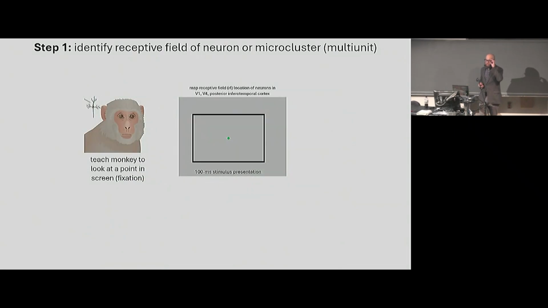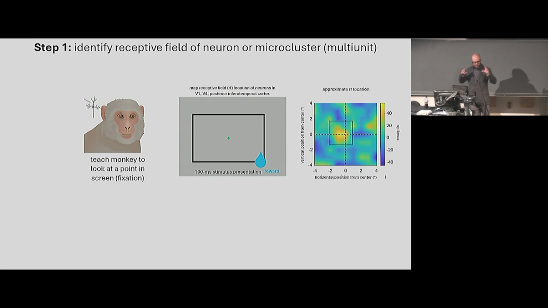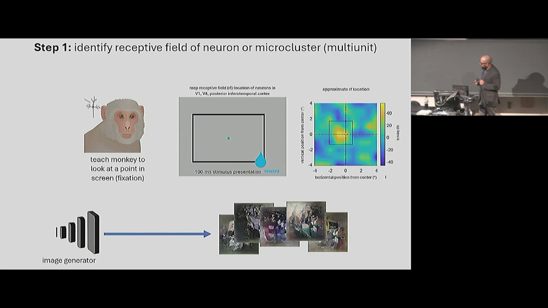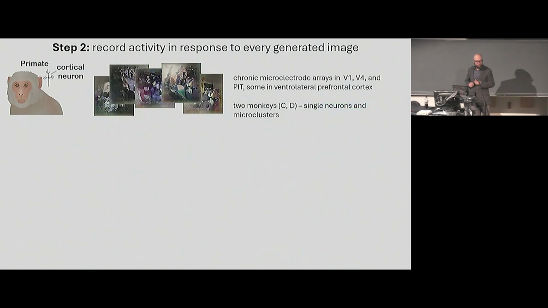So the very first thing that we do, that's still very old school and kind of irreplaceable, is that we have to identify the spatial location of the receptive field. So we have the animal look at a dot, and then we flash images in different locations of the visual field. The monkey gets a reward, and that allows us to localize the area of the receptive field more or less. It tends to be a bit of an estimate, but we get it. So then we take the generator. It creates a bunch of random images, and next we present them to the animal.